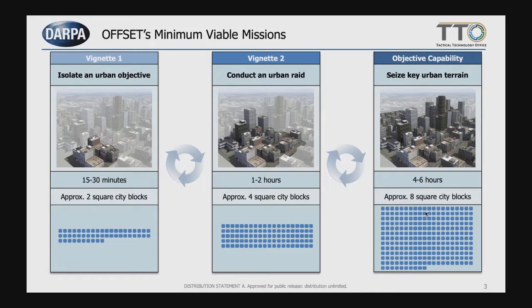These are missions that build upon one another, culminating in seizing key urban terrain. This is where we would seize and defend and hold swaths of an urban environment, maintain continuous awareness of the surroundings. But now we're doing this over longer periods of time, larger areas with a significantly larger swarm size as well. And so through this iteration, kind of in a MVM, minimum viable mission construct, we're able to continually build as the technology itself was evolving.